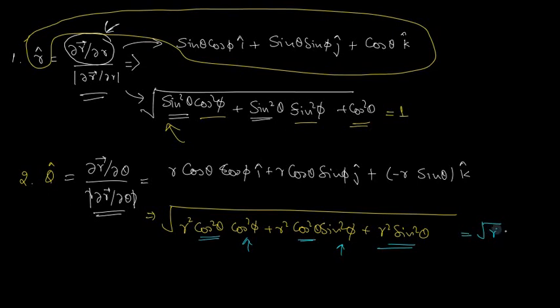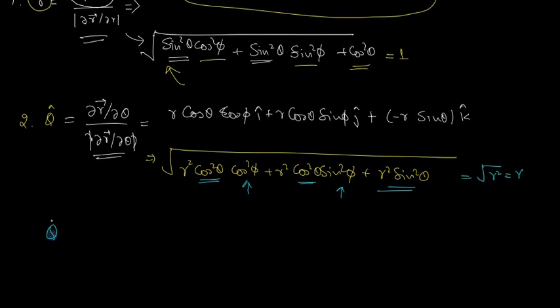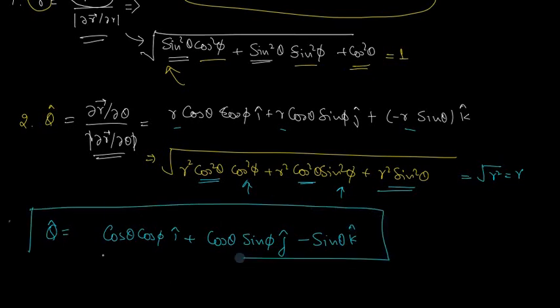This is the square root of r², which is nothing but r. So your θ cap will be this, with r divided from everywhere. So you are left with cosθ cosφ i cap plus cosθ sinφ j cap minus sinθ k cap, and this was the expression we expected to get. So this is your θ cap.